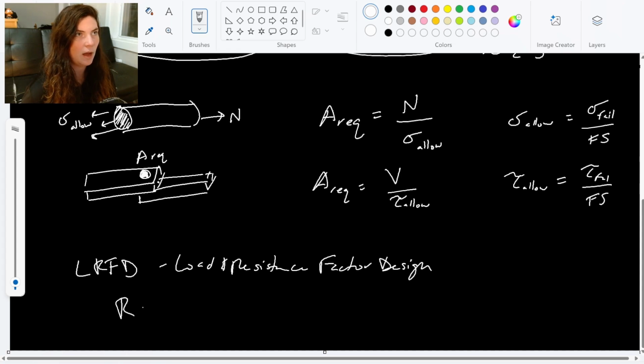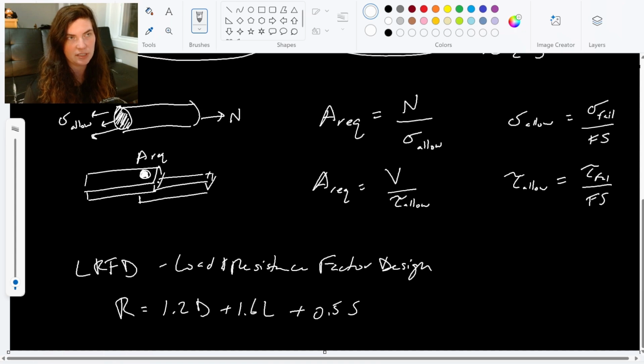One popular equation is R equals 1.2 D plus 1.6 L plus 0.5 S. It's a very basic equation that takes a bunch of loads and adds them together for you so that you can use that as your basis of design.